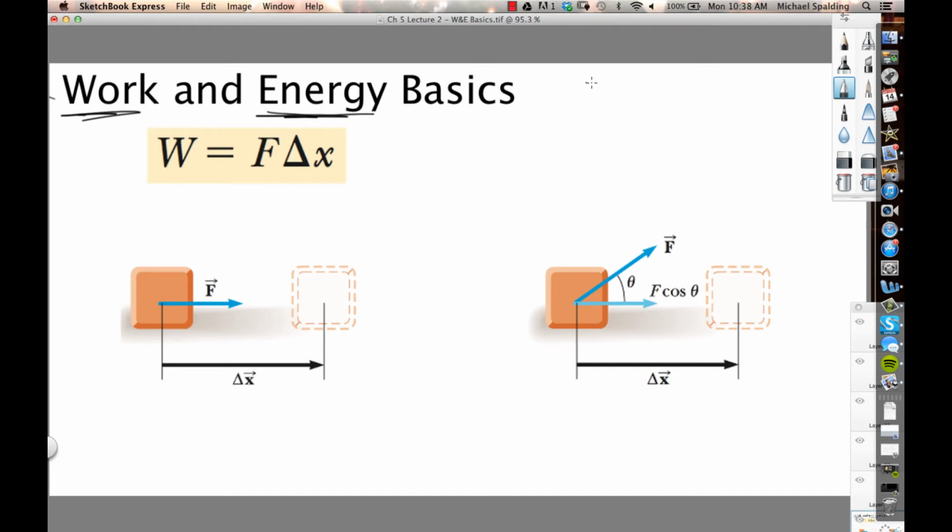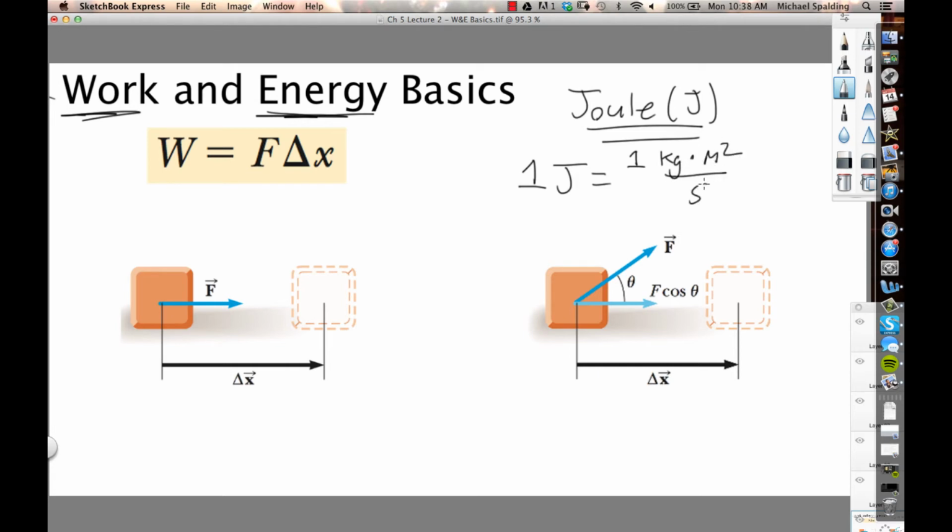What do we measure work and energy in? The joule, which is abbreviated with a capital J. Now, a joule, just like the Newton, is a much bigger unit than just what we write. Joule is a shortcut unit. What is a joule in its full form? 1 joule is equivalent to 1 kilogram meter squared over second squared, which you have to know.